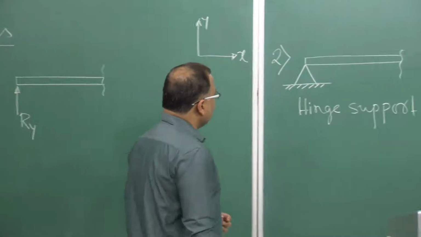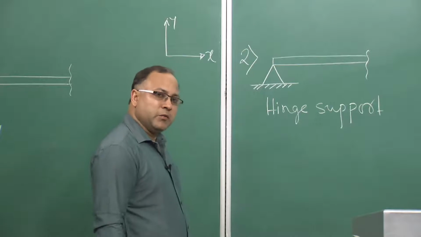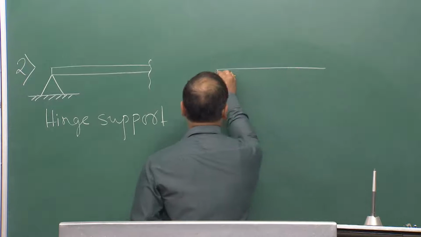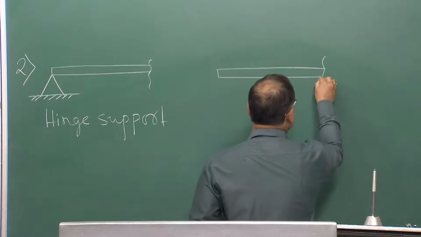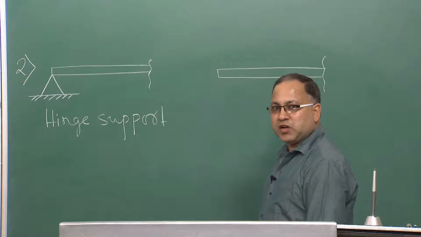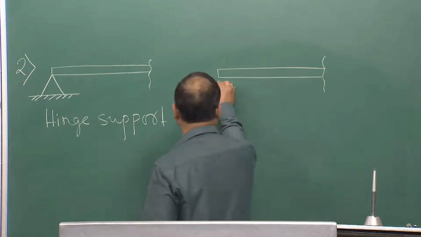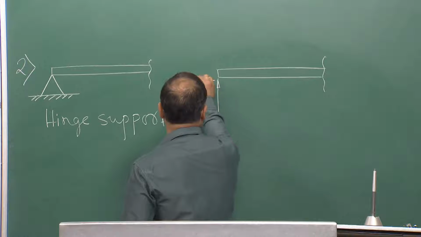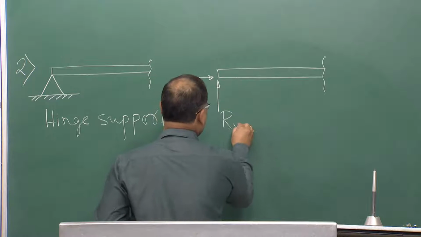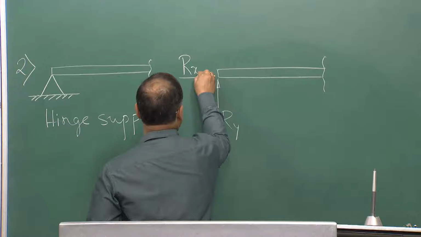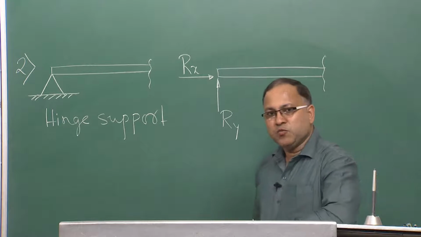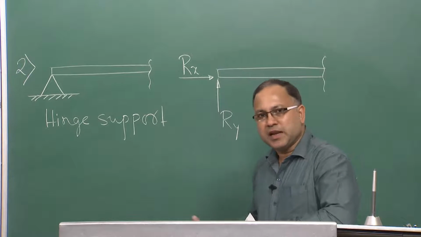Okay. So, if I want to draw the free body diagram of this beam, how should I draw it? So, this is the beam. It restricts horizontal movement as well as vertical movement. Therefore, I should get two reactions, R y and R x. And what about moment? There should not be any moment reaction because rotation is allowed.